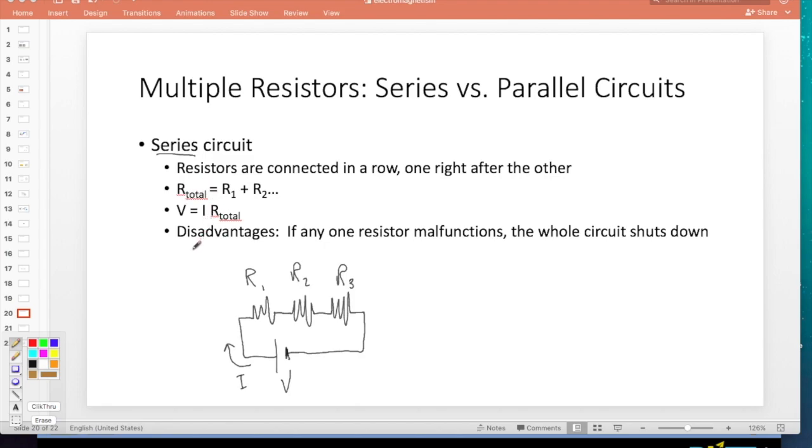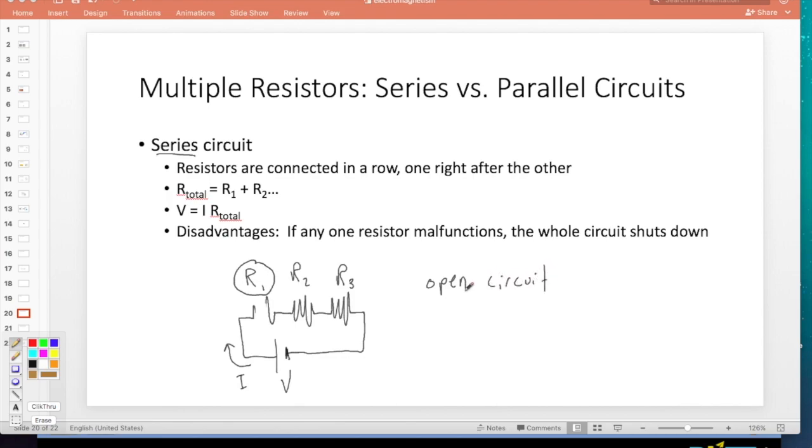There is a major disadvantage to connecting multiple resistors in series, which is this. If any one resistor malfunctions, the whole circuit shuts down. So let's imagine that these are Christmas lights and that this guy has burned out, has malfunctioned. Well, it turns out that when light bulbs burn out, their filament breaks and they're no longer capable of conducting electricity through them. So really this resistor would kind of be like this. It would be broken and oh my gosh, what do I have now? I have a gap in my circuit. This is what I would refer to as an open circuit.